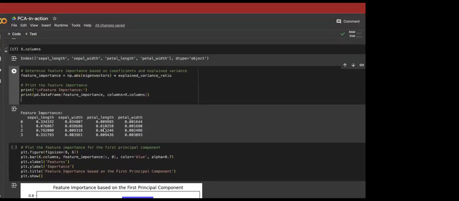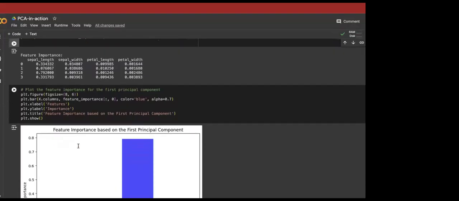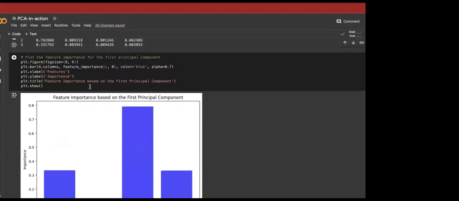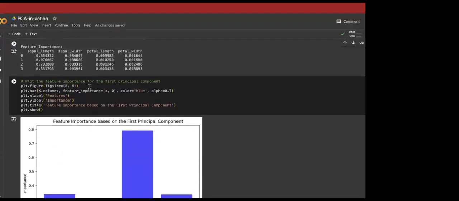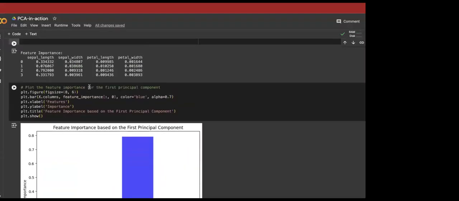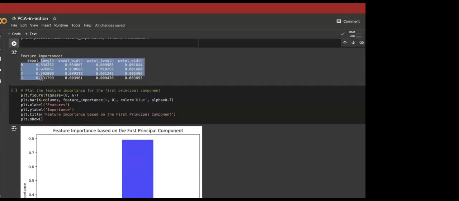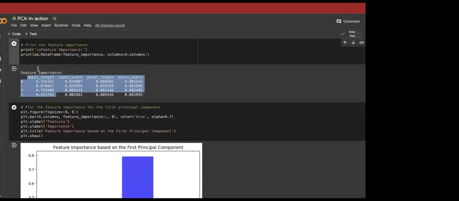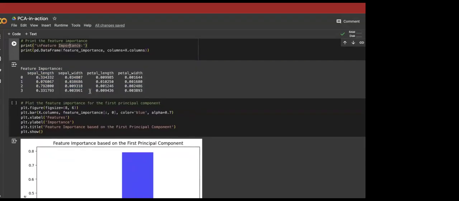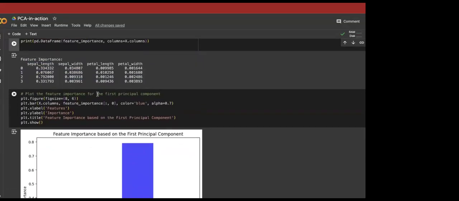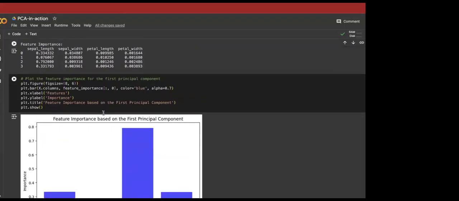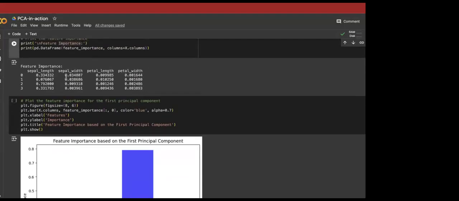Sorry, this should come with... what have I done? 0.33, sepal width is 0.12. 0.74. So this actually basically is important. Okay, I'm missing some information here. Just look at this particular one, I will come to this later.